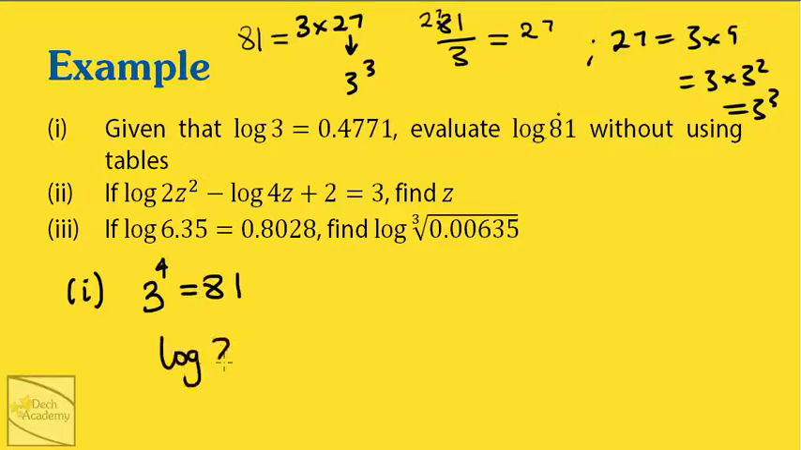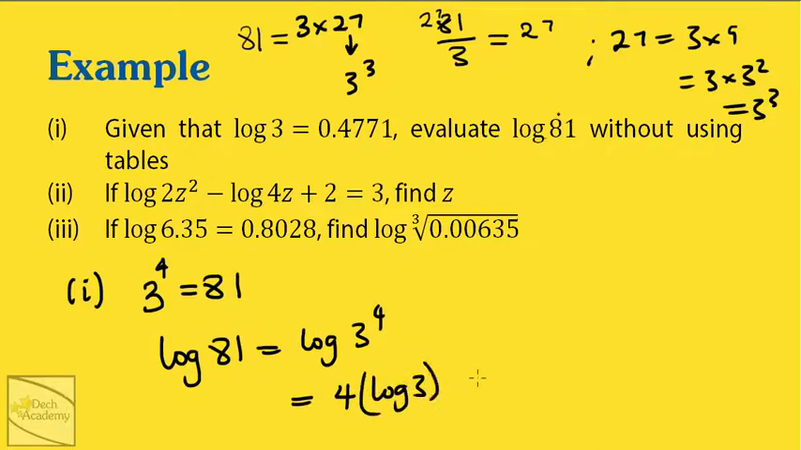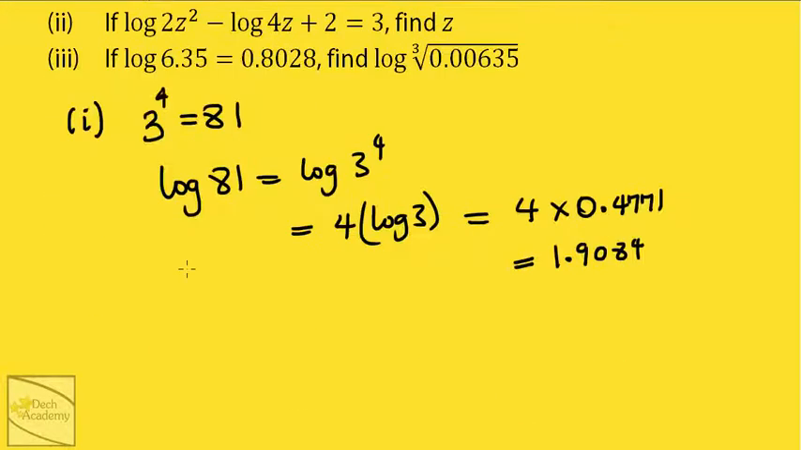So I'm looking for log 81, which means I'm looking for log 3 raised to the power of 4, which means I'm looking for 4 times the logarithm of 3. We've been told that the logarithm of 3 is 0.4771. So the answer is 4 times 0.4771, which is 1.9084. It's that easy.